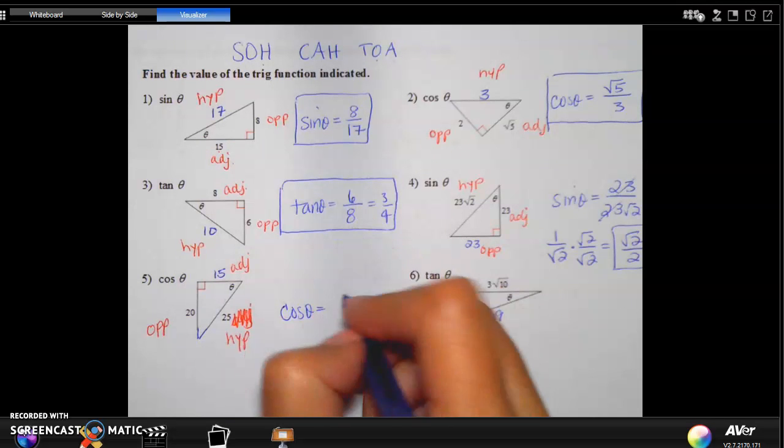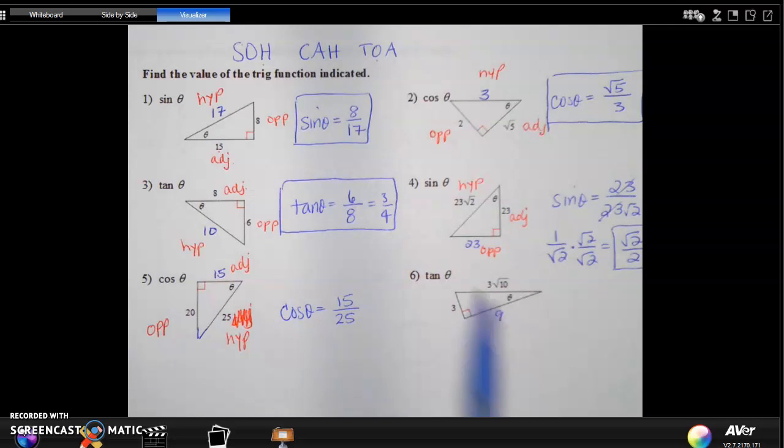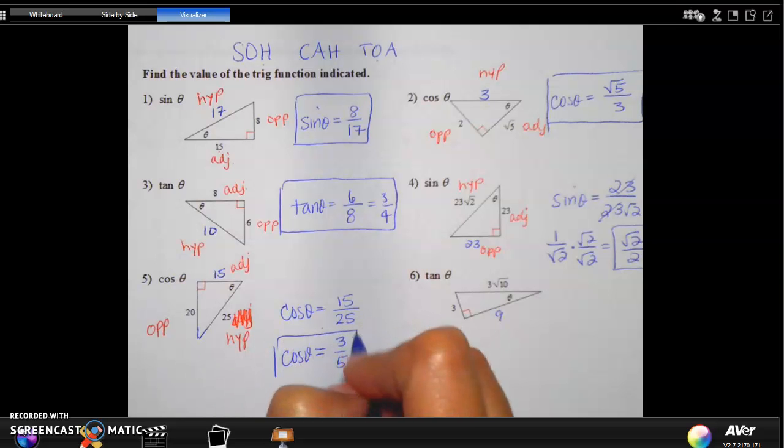Here's our adjacent, it's 15, and hypotenuse is 25. And here we can reduce again. These are both divisible by 5, so our answer is going to be the cosine of theta equals 3/5.